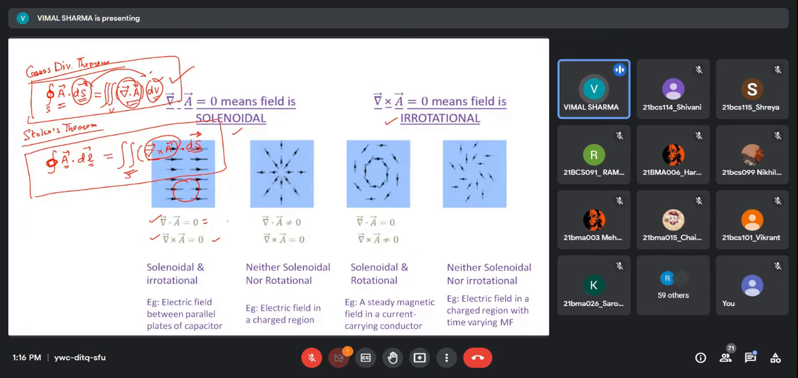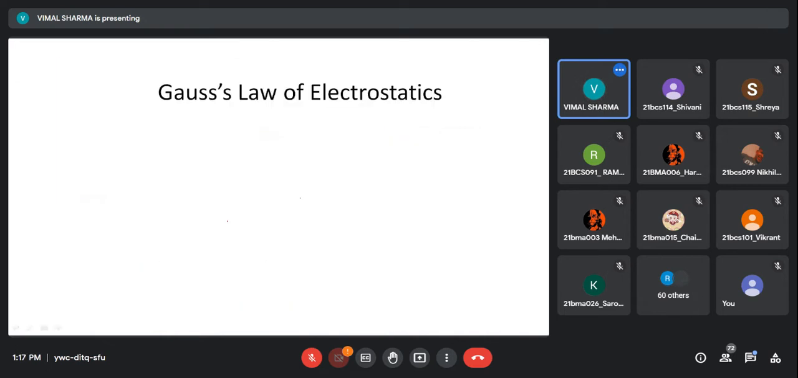You can see there is circulation and it is also diverging. You can see some divergence. So this field has what? Divergence is there, and we have curl, circulation is there. So this is neither solenoidal nor irrotational.